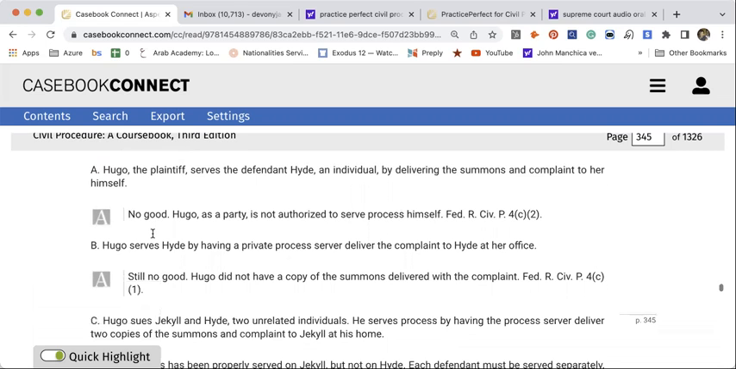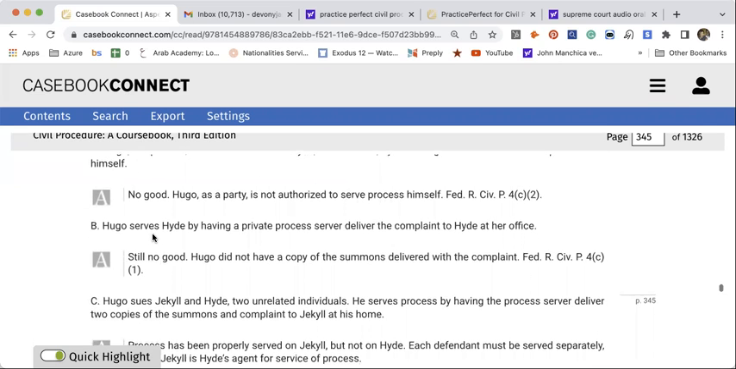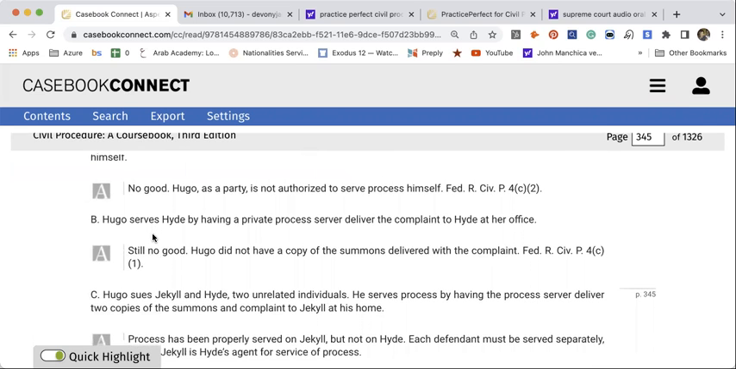Hugo, the plaintiff, serves the defendant Hyde, an individual, by delivering the summons and complaint himself. No good. Hugo, as a party, is not authorized to serve process himself. Federal Rules of Civil Procedure 4(c)(2).